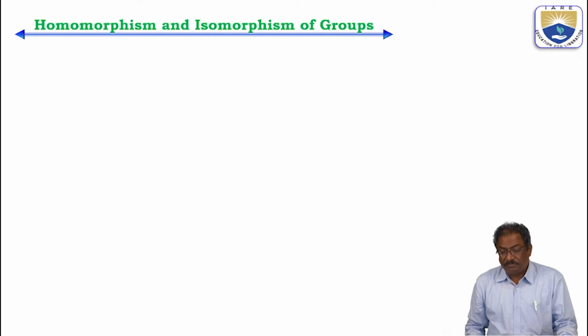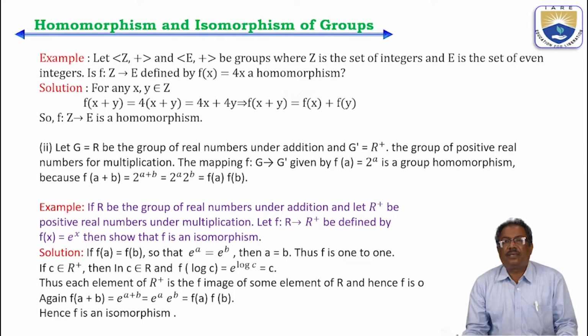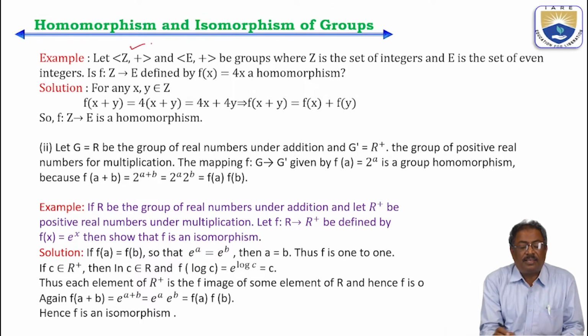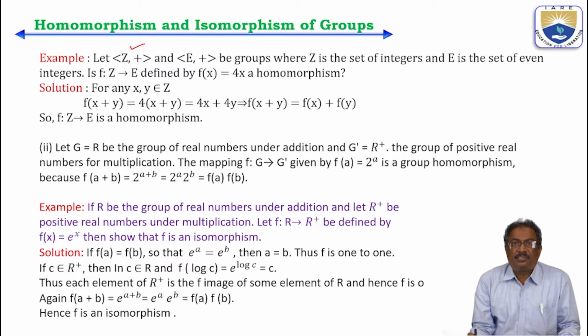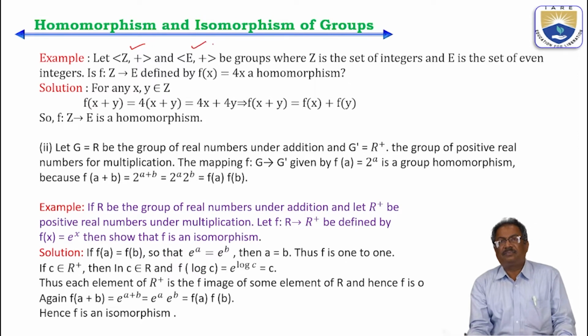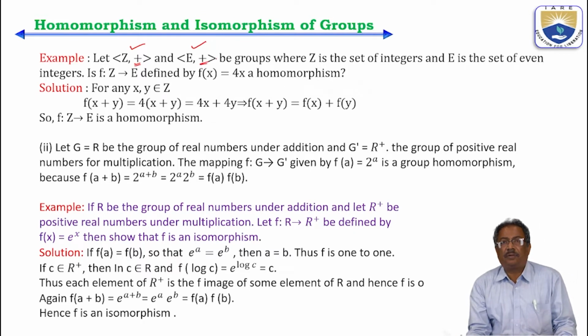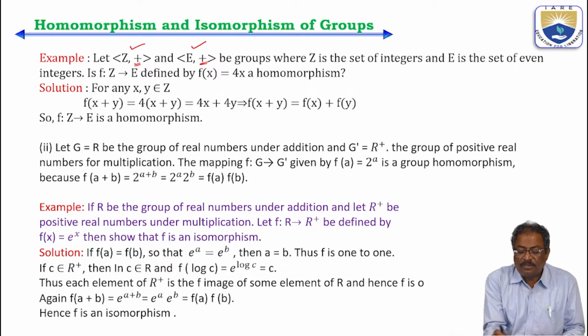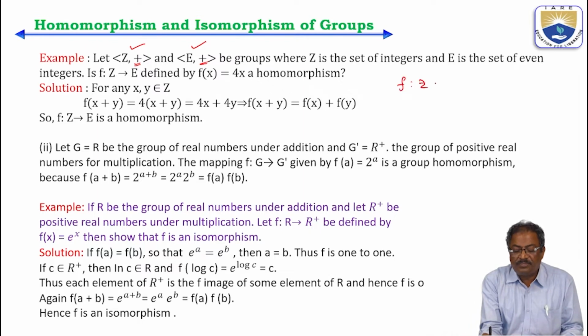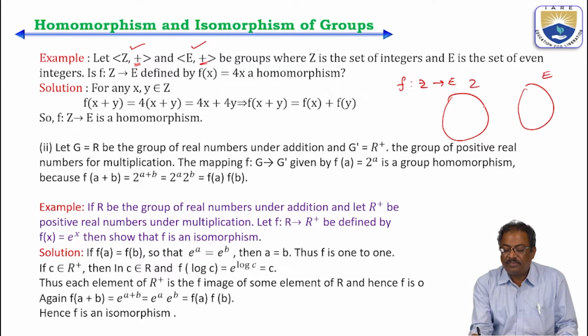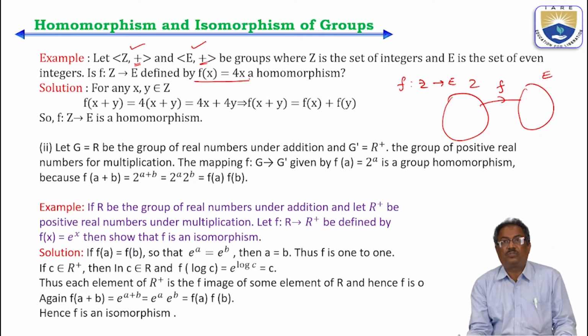Now we are going to discuss some of the examples. So what are homomorphism related examples? Here Z is the integers, and E is the even integers, and of course here plus, addition is the binary operation. Then we are going to define F from Z to E, integers to even integers, and F is defined like this: F of x is equal to 4x.